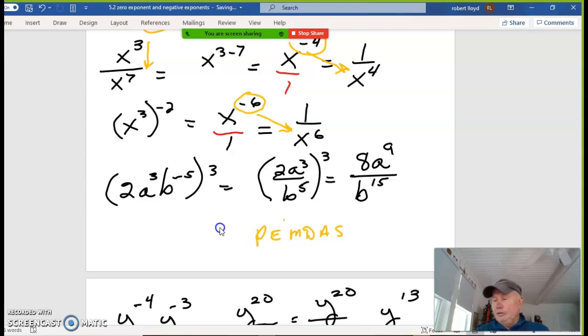Okay, now we have a parentheses with some positive and negative exponents in it. So we always want to clean this parentheses up first so it follows our order of operations. So the 2a to the third is fine where it is, but this b to the negative 5 has got to change position. Now we can apply the power rule.